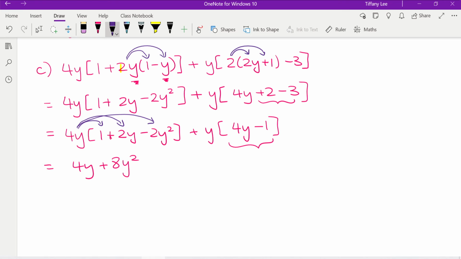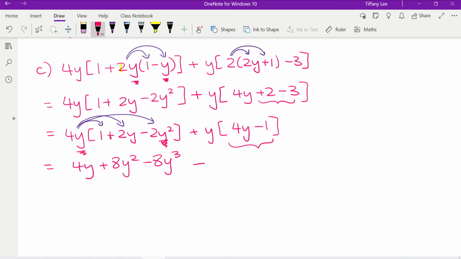4y times negative 2y squared. 4 times negative 2 is negative 8. And then I have y times y squared. You can think of this y as y to the power of 1. They're the same base. Therefore, you can add the exponents together, so you'll get y cubed, or y to the power of 3. All right, so just be careful and remember to apply your exponent laws. All right, so we finished that one.